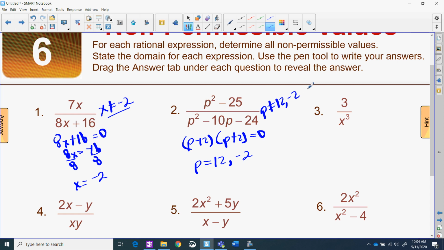Now this one's easy because the only thing down here is just a single x. It doesn't matter what the exponent is. I'm just saying, well, what would I put in for x that would make the bottom become 0? Well, the only number you would ever put in here to make the denominator become 0 would be 0. So this one, I can do just by inspection, say x cannot be equal to 0 because that would make this go undefined.